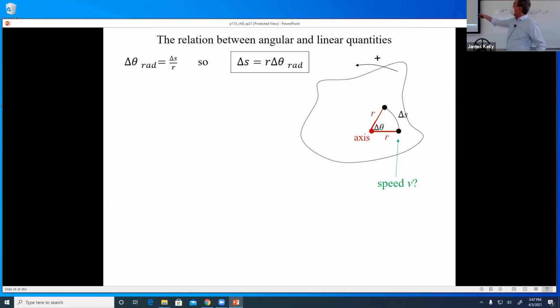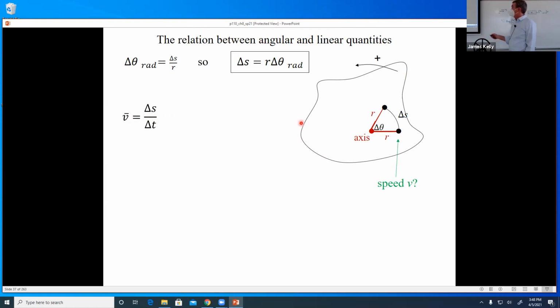But there's going to be different V's. Points that are further out are going to be going faster. Points that are closer in are going to be going more slowly. Let's get to that by our good old definition of average speed, which is if something is moving, the average speed between two times is how far it moved divided by the amount of time that elapsed.